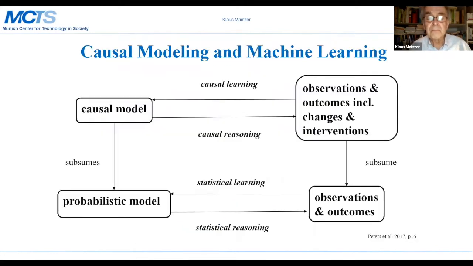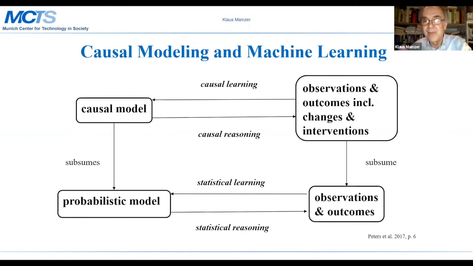Now, that is illustrated from a methodological point of view in this diagram. Below, we see our statistical learning. Statistical learning starts with a finite set, a sample of data, and then there are algorithms to detect correlations, similarities of data, whatsoever, which are collected in a probabilistic model.